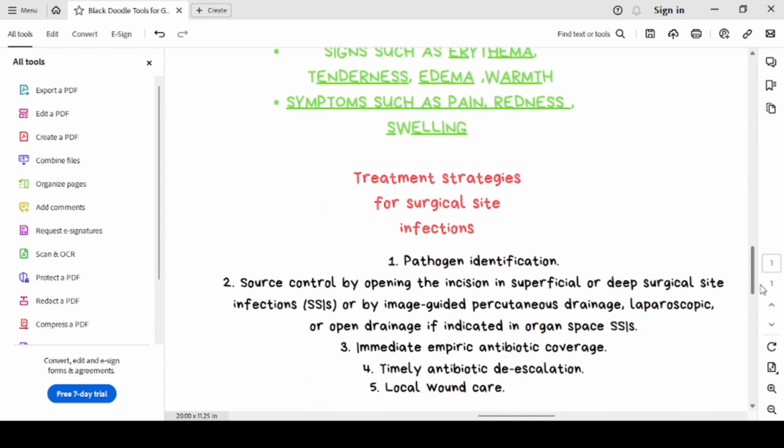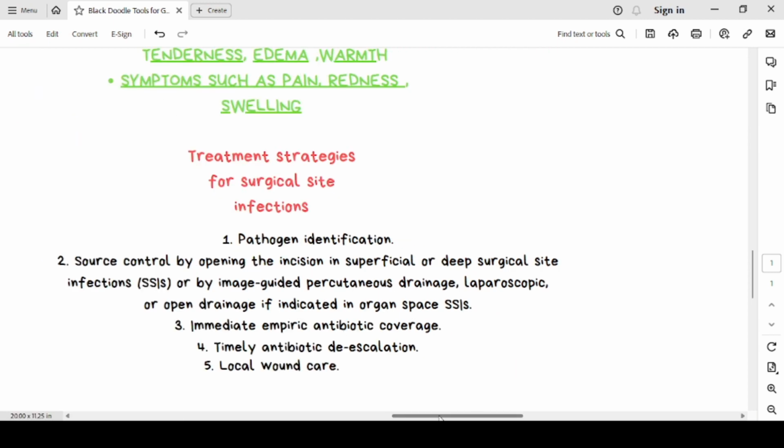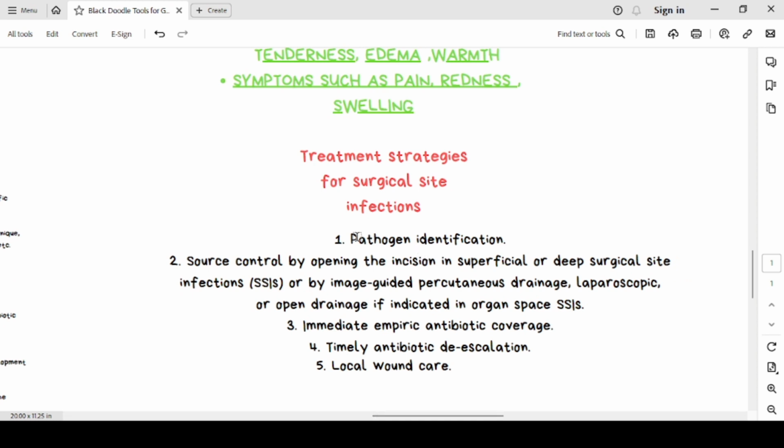Now, how do we treat a surgical site infection? For treating a surgical site infection, we do pathogen identification. We have to identify the pathogen which is responsible for this. Then source control by opening the incision in superficial or deep surgical site infections. Or if it is an organ space surgical site infection, you can do an image guided percutaneous drainage or laparoscopic or open drainage if indicated.